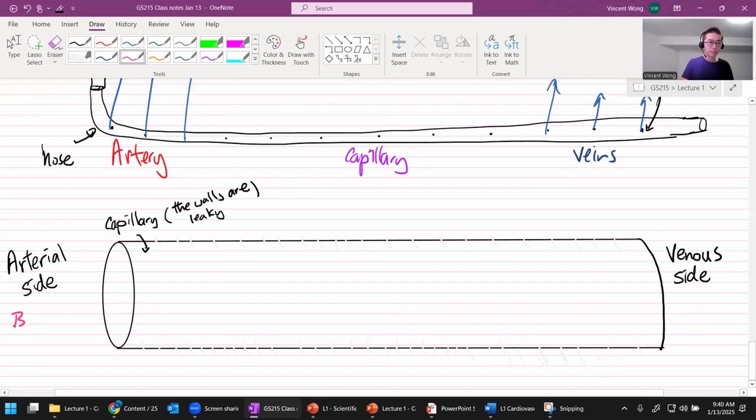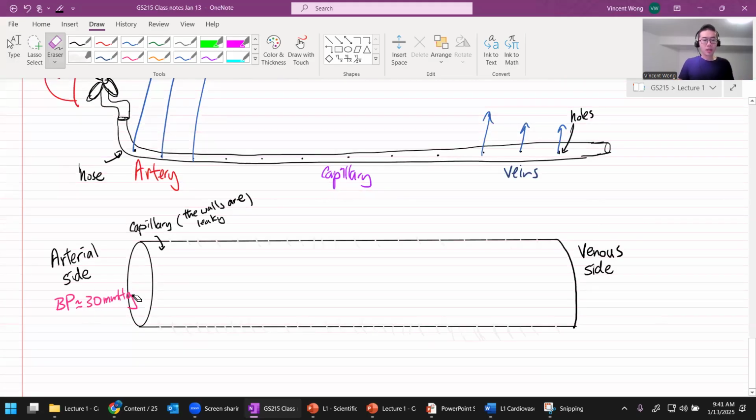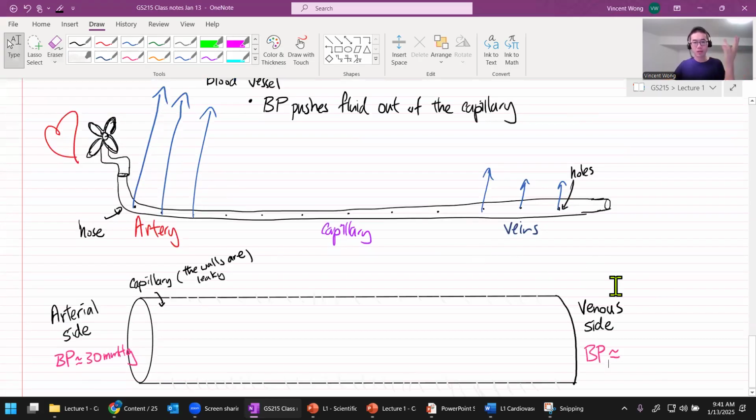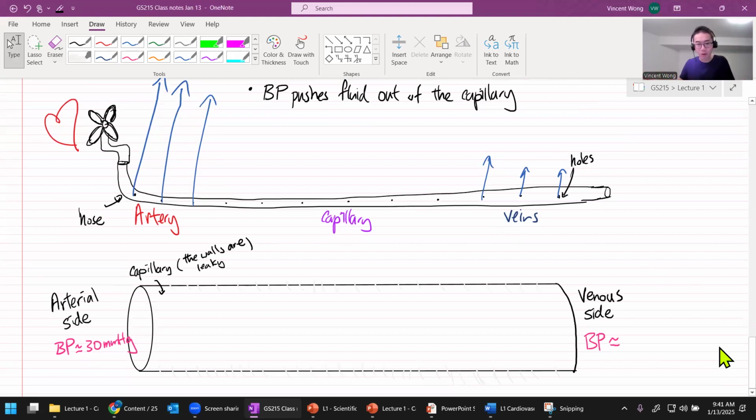All right, so the blood pressure on the arterial side is approximately 30 mmHg. Millimeter mercury is just a unit for measuring pressure. And there are different ways to measure pressure. This is the unit we use for blood pressure. And on the venous side, based on everything we discussed with the analogy, I hope you understand it's going to be lower, right? And that is going to be about 15 mmHg.